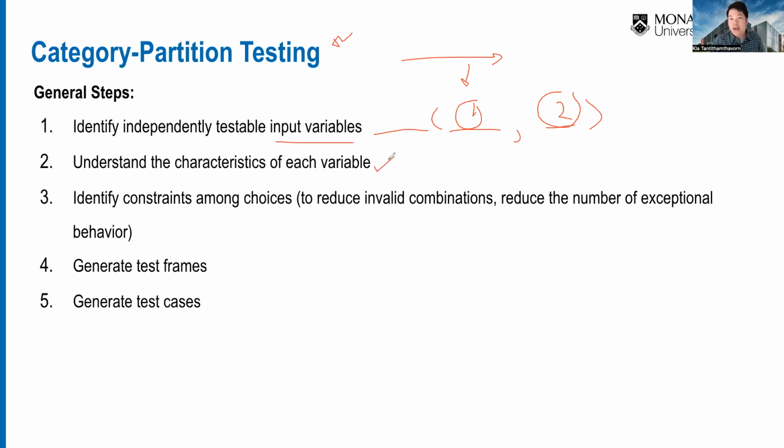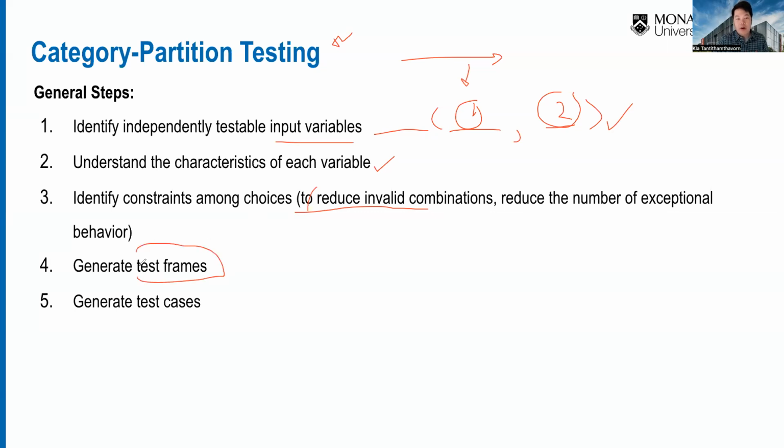So once we understand the characteristics of each variable, then we need to identify the constraint. The goal of identifying the constraint is to reduce the invalid combinations. So we need to remove those. Why should we test that, right? In this case, it's okay. We don't know whether we need to remove anything or not. We will check in the next few slides as well.